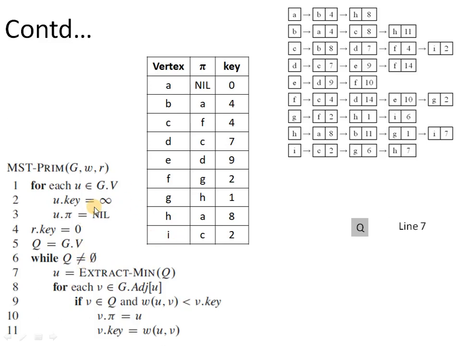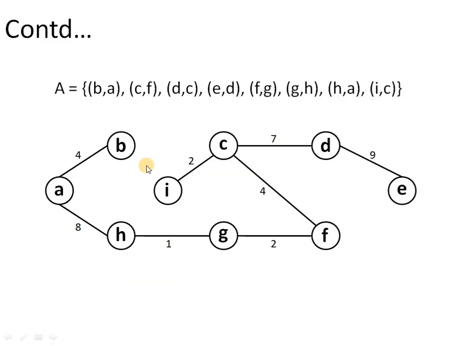So once we are done with the execution, we have to get the edges of the minimum spanning tree. So we have to keep this vertex pi pair for all the vertices except vertex A, the starting vertex. So we have the edges BA, CF, DC, ED, FG, GH, HA and IC. So these are the required edges, and when we plot them using the graph and the weight values, the graph which we obtained will look something like this, and its cost again comes out to be 37.